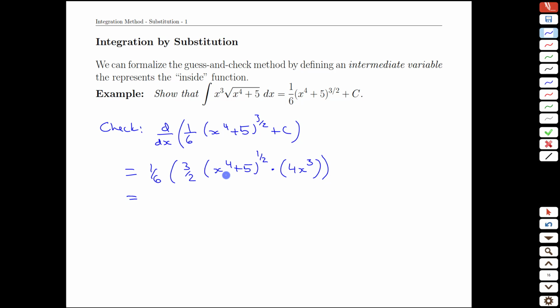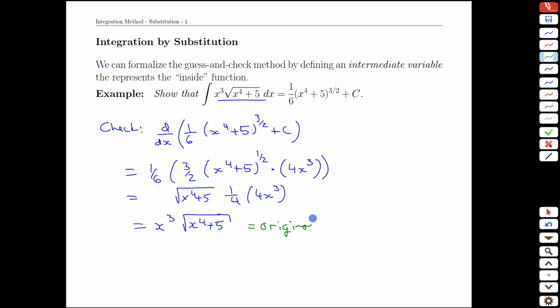All that together gives us a square root of x to the 4 plus 5. That's what the power 1/2 does. Then we have 3/12 is a quarter times 4x cubed, and oh look, those cancel. x cubed square root of x to the 4 plus 5. And that matches our original integrand. And if that's the case, we found the right answer. This is the antiderivative of the original function we started with.